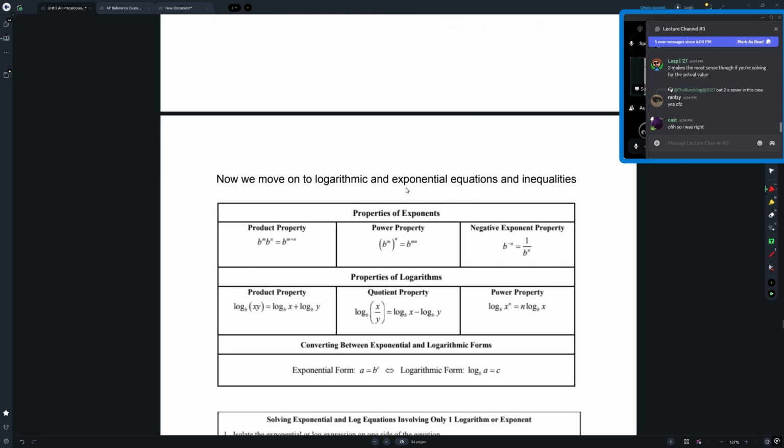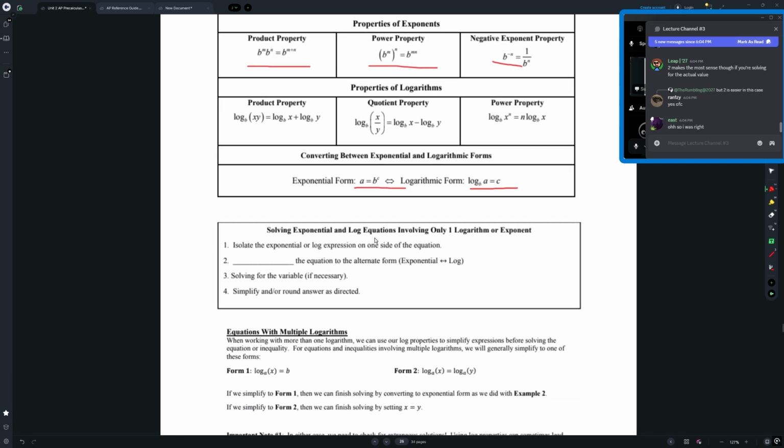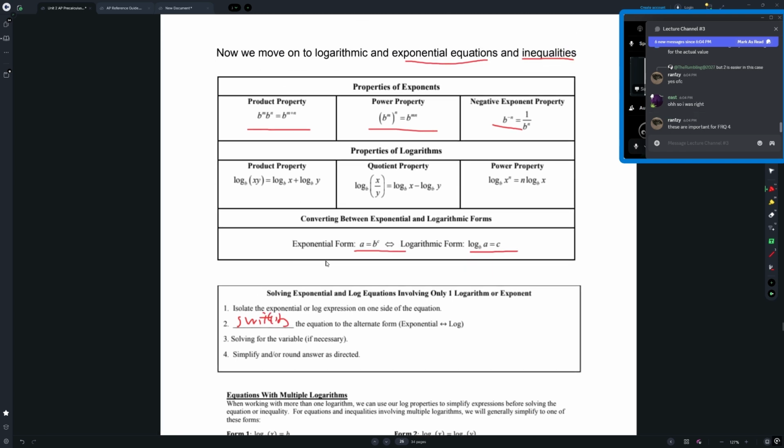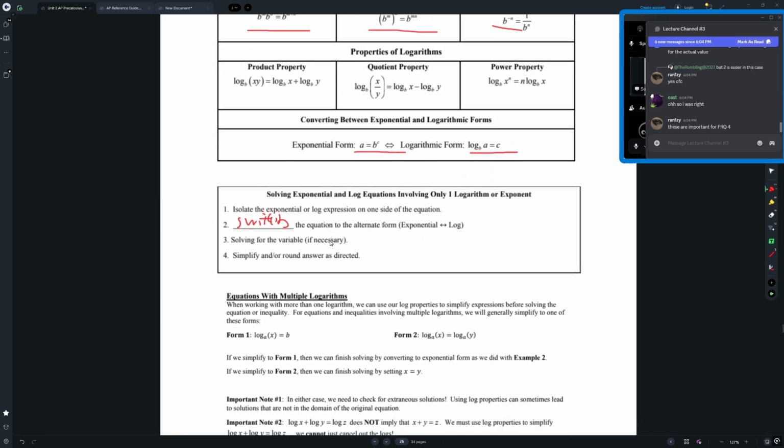Now moving on to exponential equations and inequalities. This is going to be a little while. So first, our product property, power property, converting between exponential and log. If you need to switch the equation to the alternate form, if you need to solve stuff like that. These are important for FRQ4. This is like a summary of everything you've learned so far.